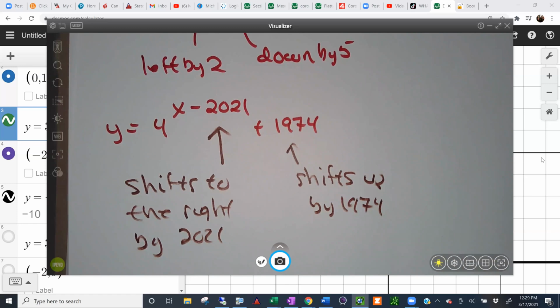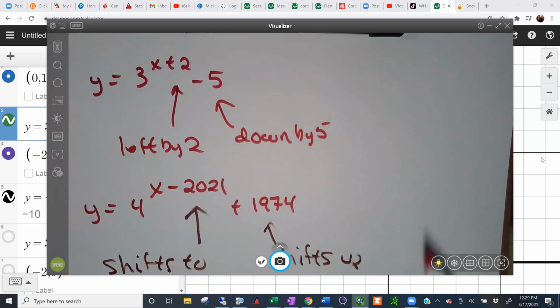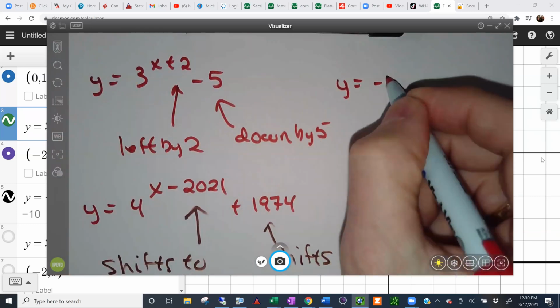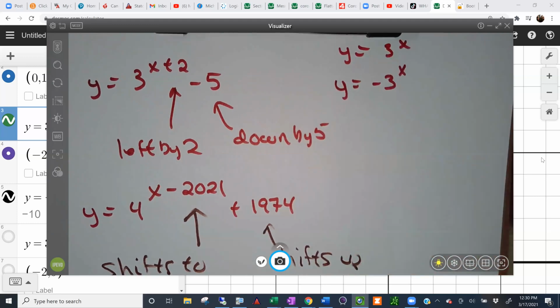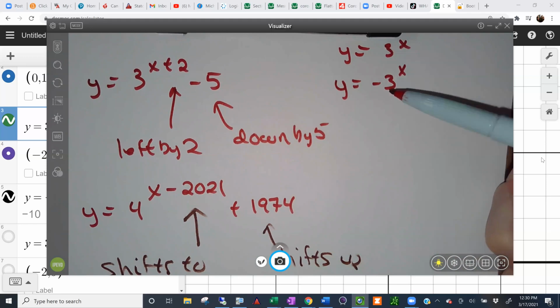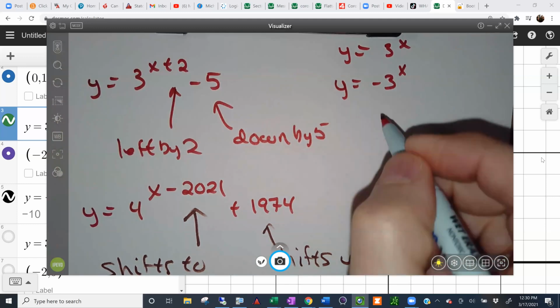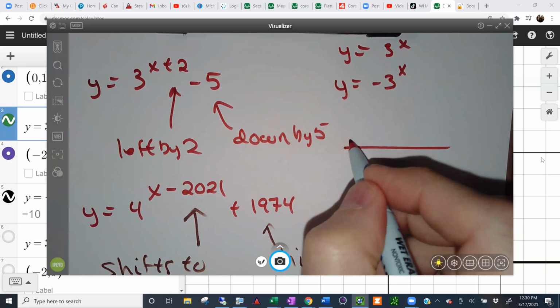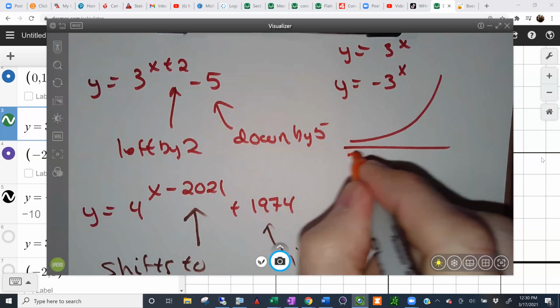One last thing that I'll do here, one other translation you can make to these functions, is if you were to graph y equals, say, -3 to the x instead of y equals 3 to the x. So this is kind of like putting a negative in front of a quadratic function, y equals x squared and y equals -x squared. The negative is going to flip things around the x-axis. So instead of having something that opens up like this, you're going to have the mirror image to that, which is going to open down like that.